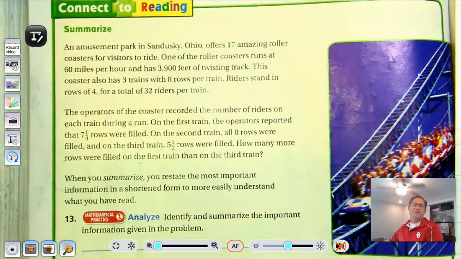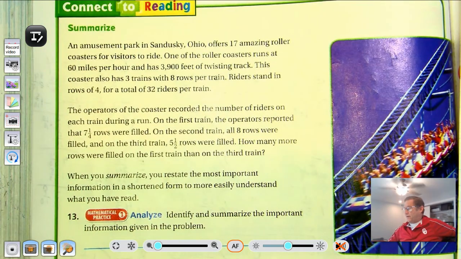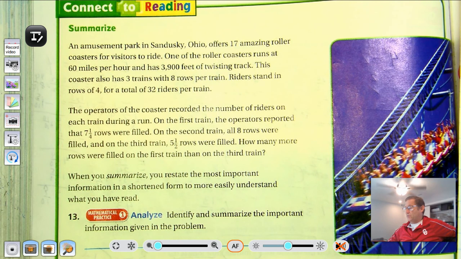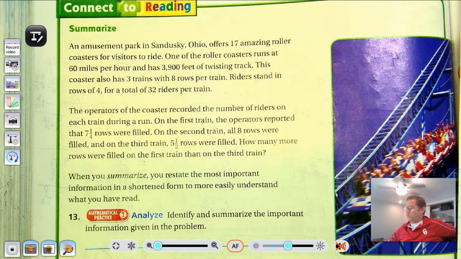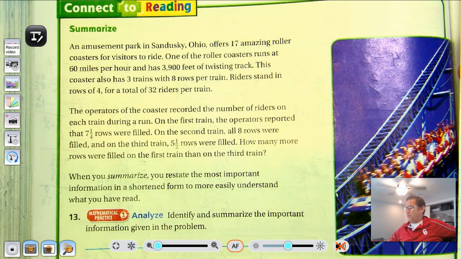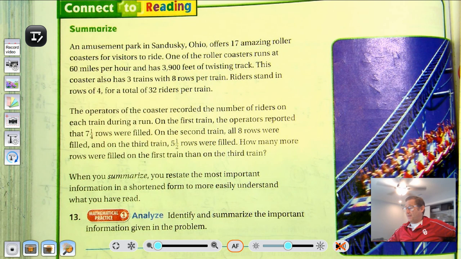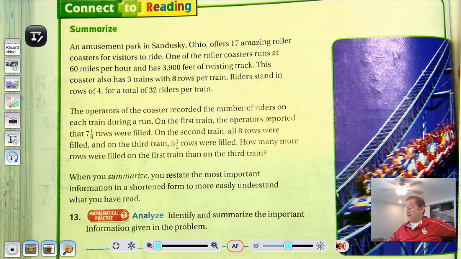Connect to reading. An amusement park in Sandusky, Ohio offers 17 amazing roller coasters for visitors to ride. One of the roller coasters runs at 60 miles per hour and has 3,900 feet of twisting track. This coaster also has 3 trains with 8 rows per train. Riders stand in rows of 4 for a total of 32 riders per train. The operators of the coaster recorded the number of riders on each train during a run.